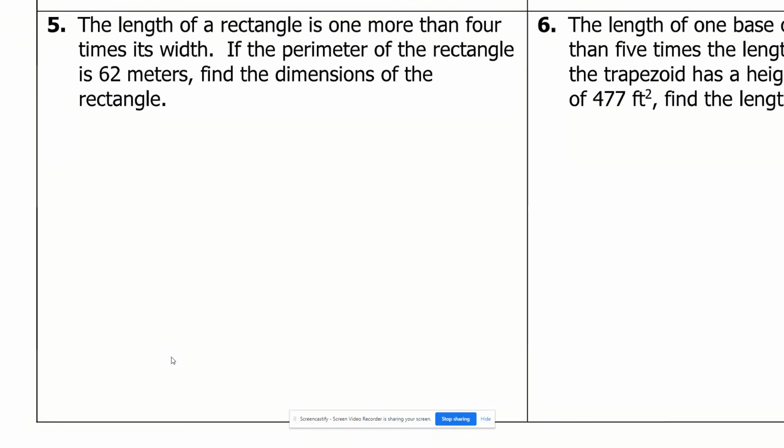All right, let's go right below it, number 5. The length of a rectangle is 1 more than 4 times its width. If the perimeter of the rectangle is 62 meters, find the dimensions of the rectangle. So what are we talking about right here? We're talking about a rectangle, right? And we know that all rectangles have a length and a width, right? So here's my question. Which is being compared to which?